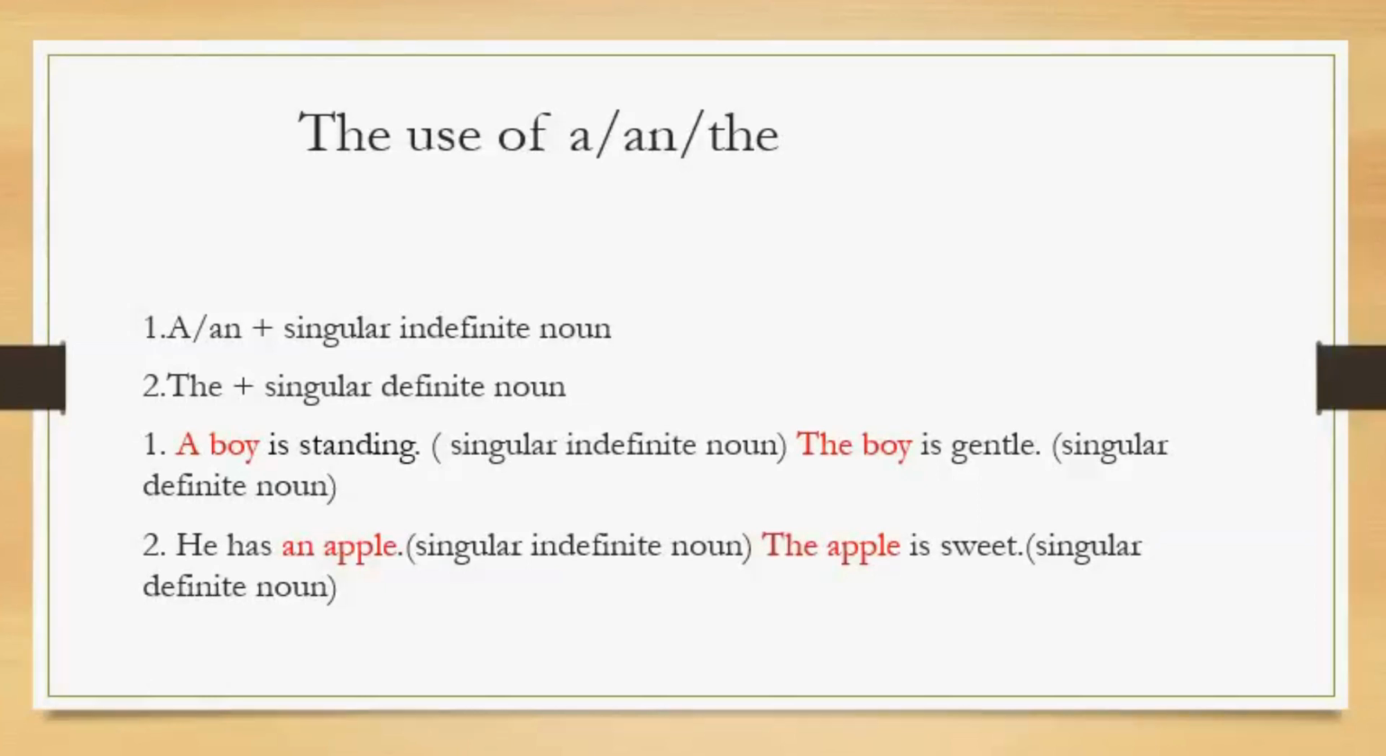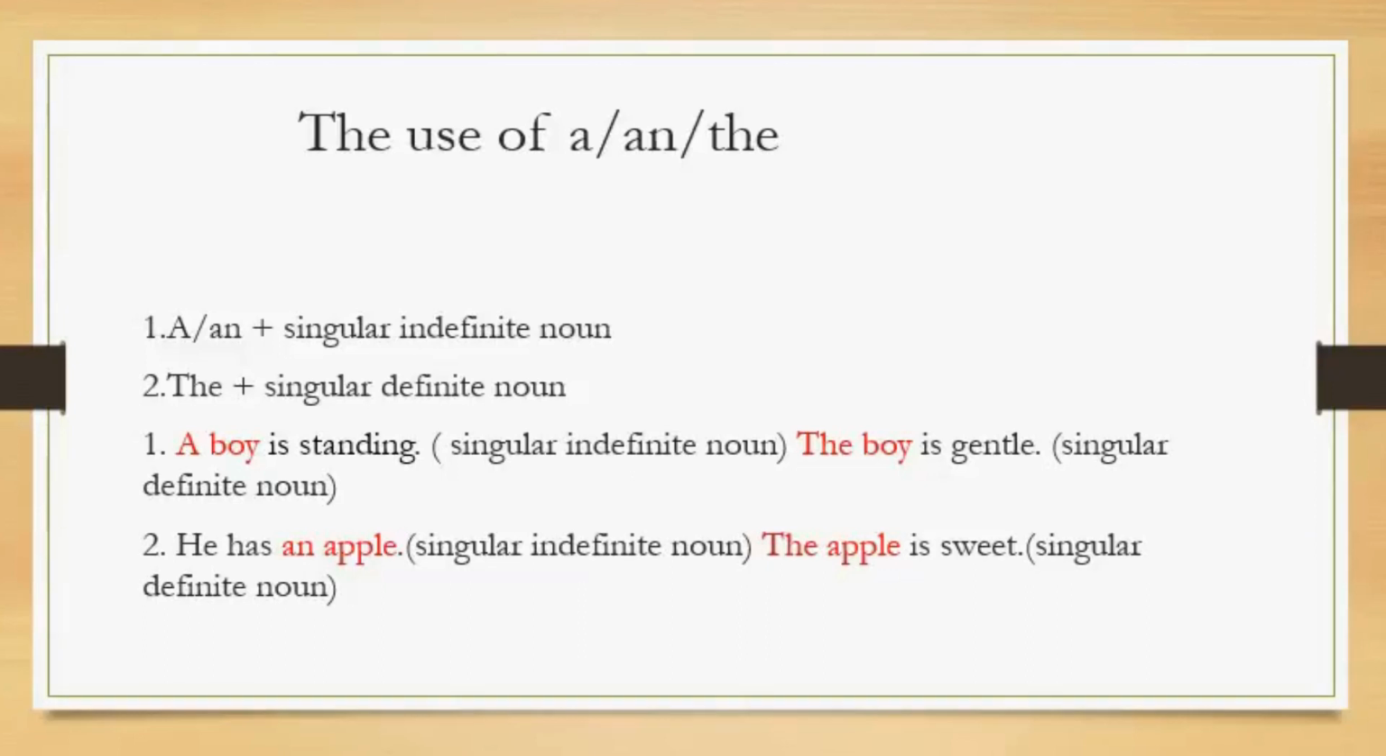With a, a singular indefinite noun is added. With the, a singular definite noun is added. Or if I have to make it more clear, a singular indefinite noun is preceded by a or an. A singular definite noun is preceded by the definite article the. So let's see. A boy is standing. Here, as I had told you earlier also, boy is a singular indefinite noun. So we have used a here.